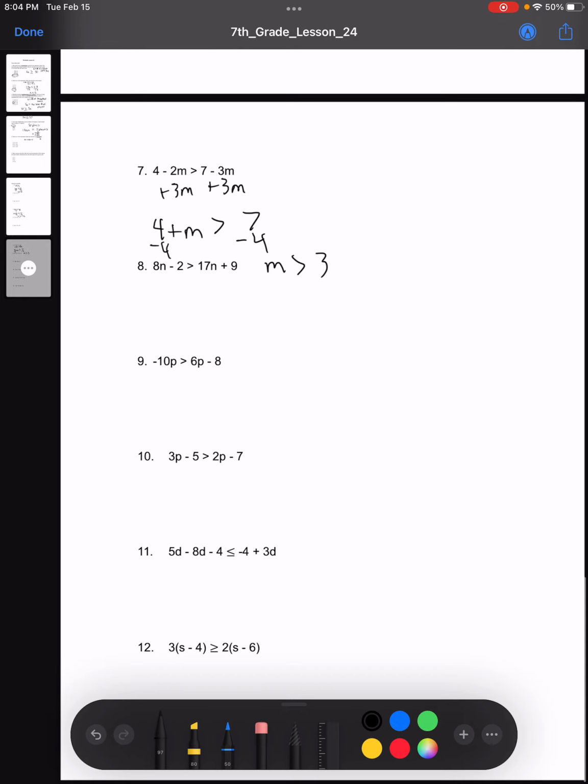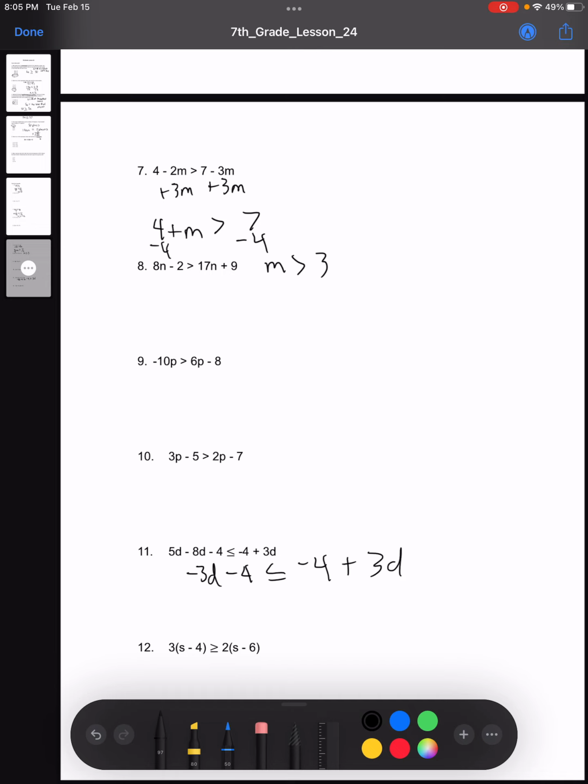We can try one last one. We have number 11. 5d minus 8d minus 4 is less than or equal to negative 4 plus 3d. We can simplify 5d minus 8d into negative 3d minus 4 is less than or equal to negative 4 plus 3d.